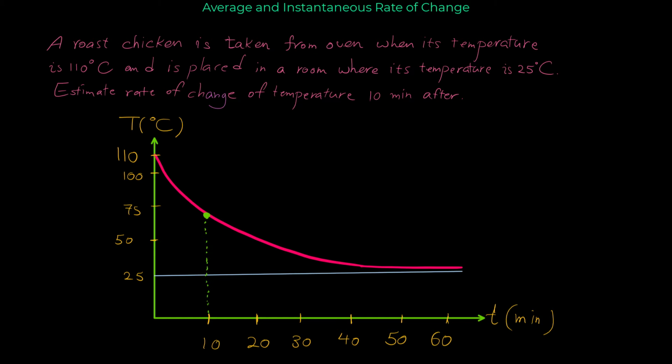For finding instantaneous rate of change, we have to draw the tangent line to this curve at 10. The tangent line is something like this. Attention, this is an estimate, so maybe you draw a slightly different tangent line, but it should be almost the same. This is the tangent line at 10. Now for estimating rate of change at 10, we have to estimate the slope of this tangent line.